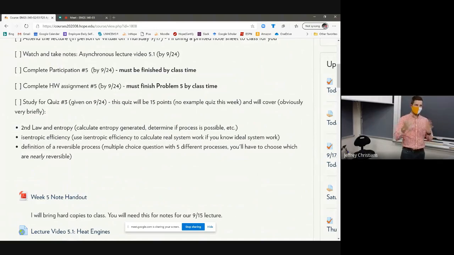I'm not going to have some that are really close and some that are a little bit close. It's either going to be pretty close or it's going to be really far away for that multiple choice problem.